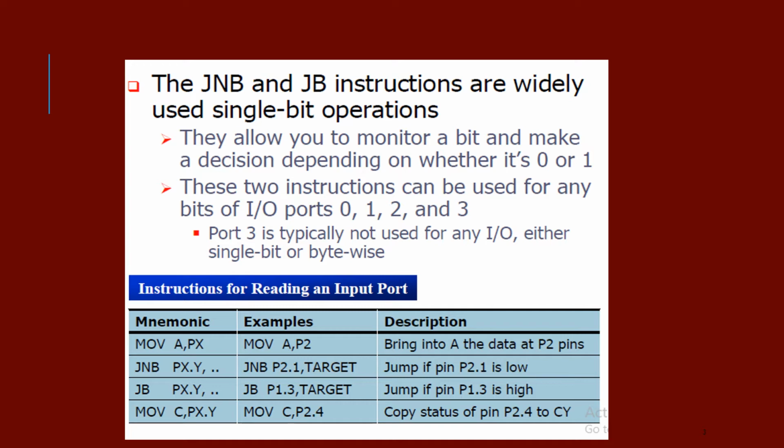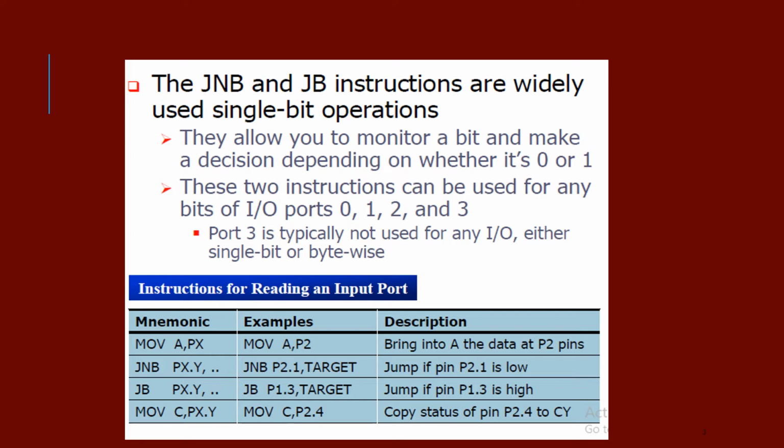Then JB P1.3: jump if port 1 pin number 3 is high. MOV C, Px.y, that is MOV C, P2.4. The meaning is that whatever the status of P2.4 is, it is to be copied into the carry flag. C corresponds to the carry flag. So these are some examples where directly from the port status we can modify some of the bits, or maybe the accumulator especially, and then use it for a particular application or processing.